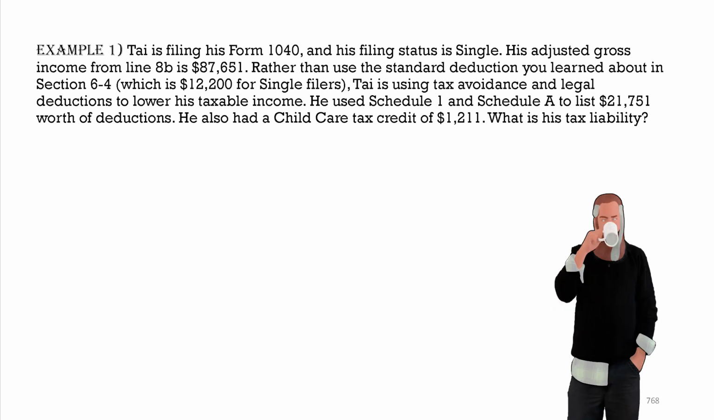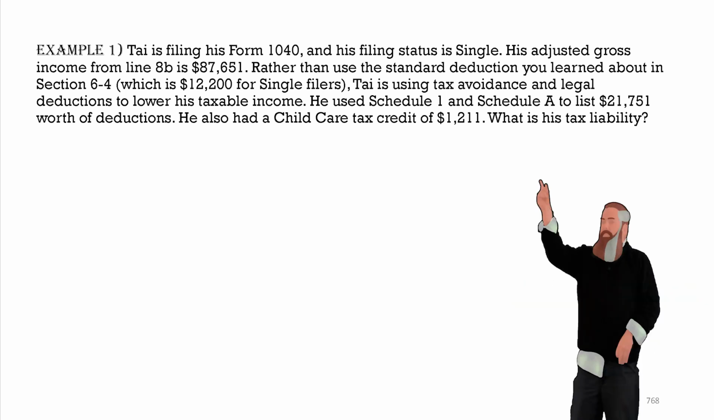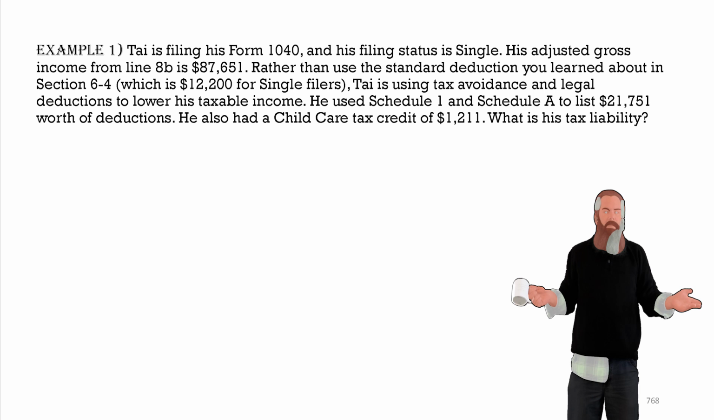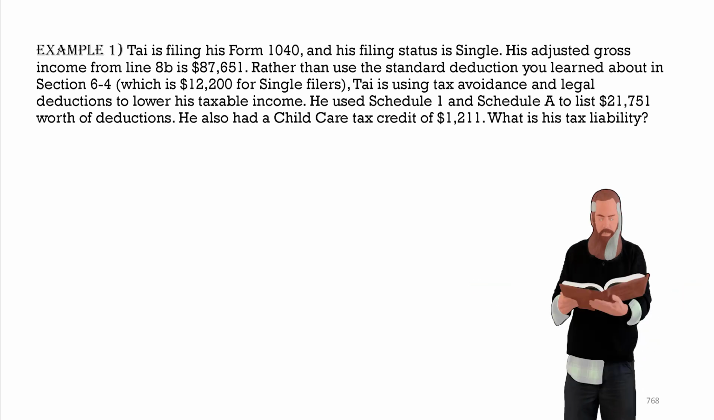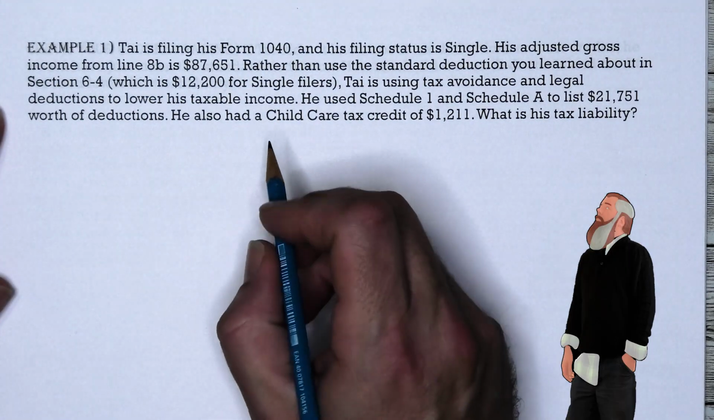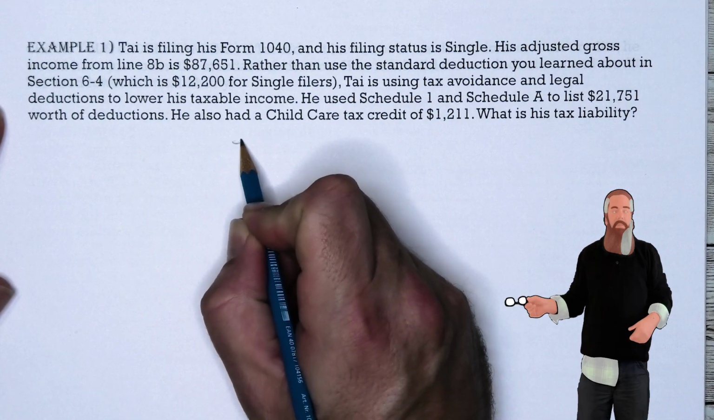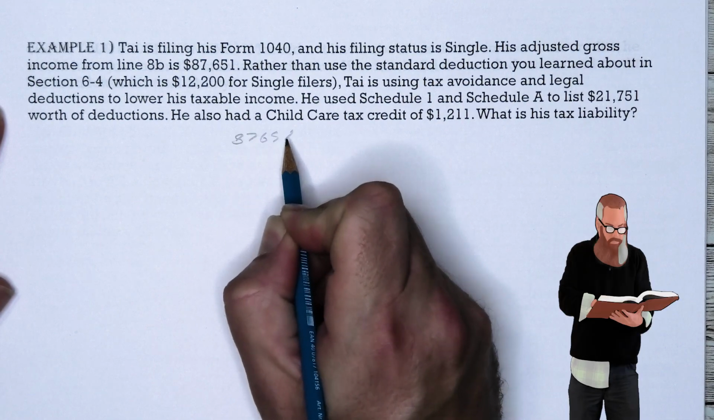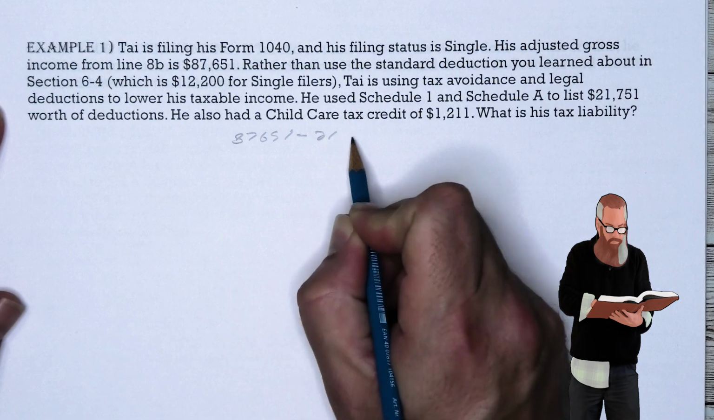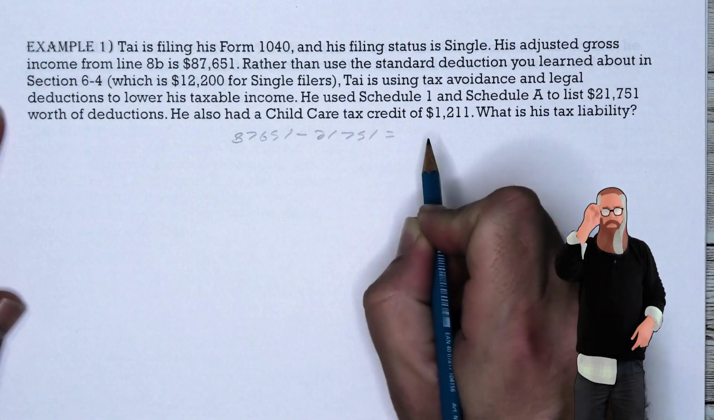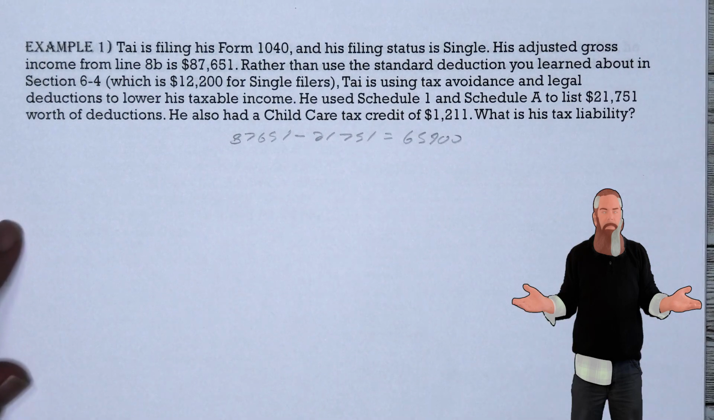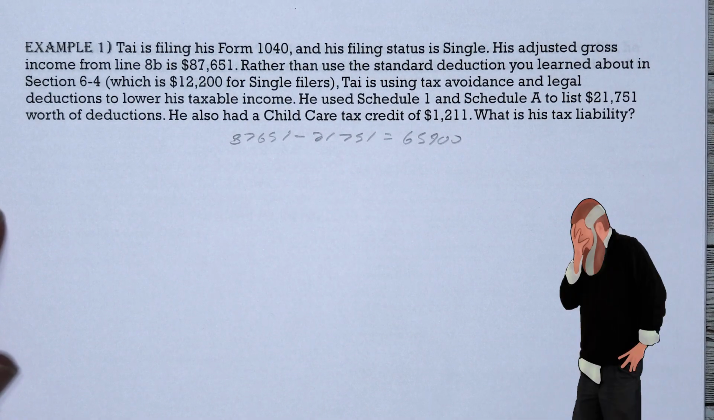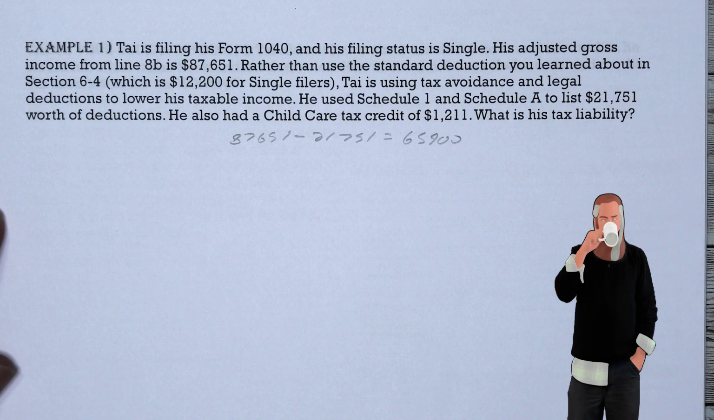He uses Schedule 1 and Schedule A to list $21,751 worth of deductions. He also has a child care tax credit of $1,211. What is his tax liability? So we're going to subtract the deductions from the adjusted gross income, meaning $87,651 minus $21,751 to give us $65,900. Notice how tax deductions are subtracted from adjusted gross income before you look up your tax liability from a tax table.